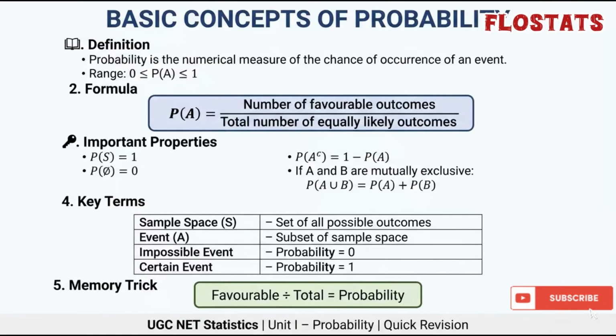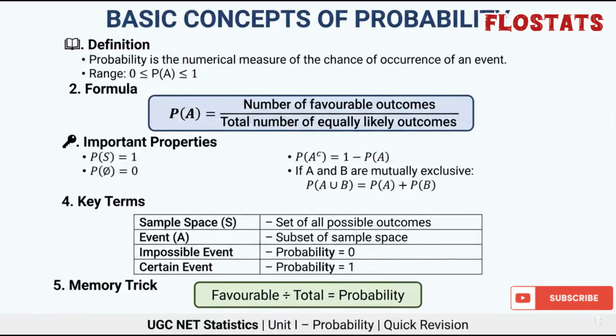Probability is the numerical measure of the chance that an event will occur. Its value always lies between 0 and 1. 0 means an impossible event, and 1 means a certain event. The probability of an event is calculated by dividing the number of favorable outcomes by the total number of equally likely outcomes.